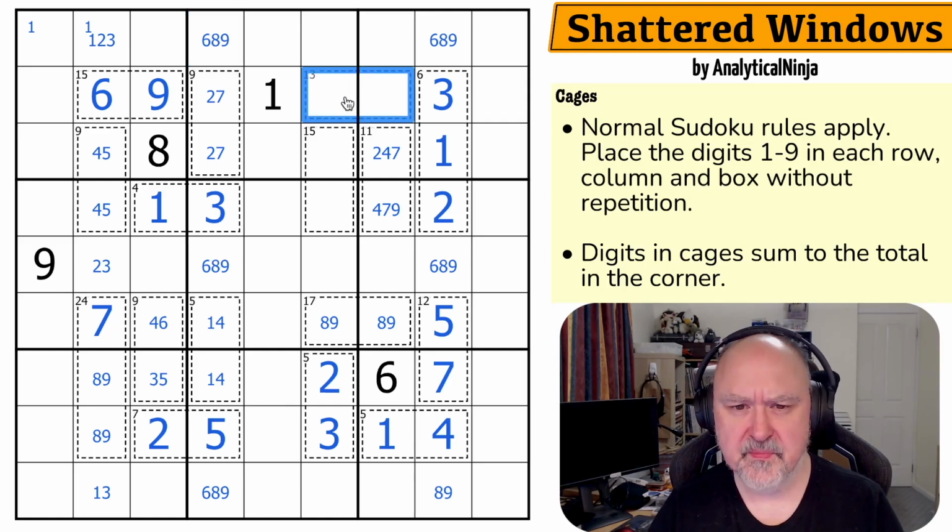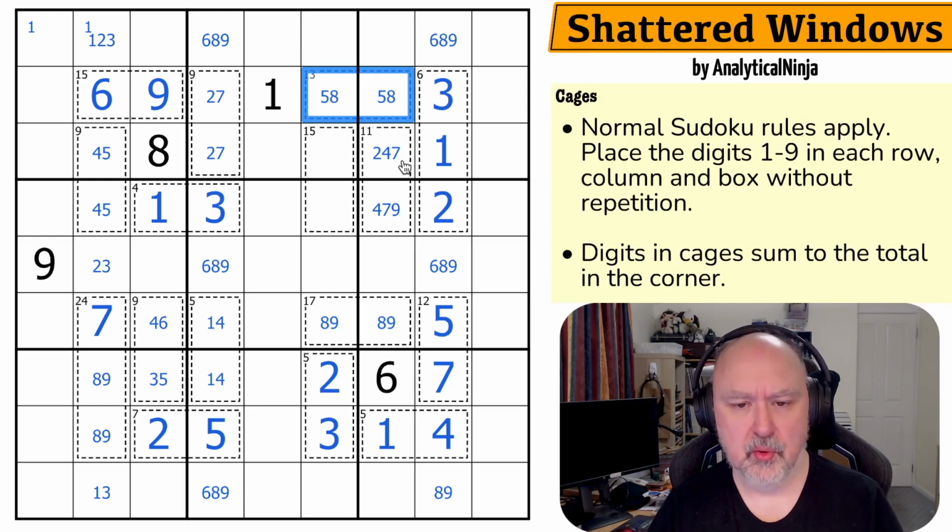This 13 can't be 9, 4. It could be 8, 5. It can't be 7, 6. So this is 8, 5, because it can't be 9, 4. I can't put a 9 in the cage. It could be 8, 5. It can't be 6, 7, and 6, 7 is the same as 7, 6. So this is 5, 8.